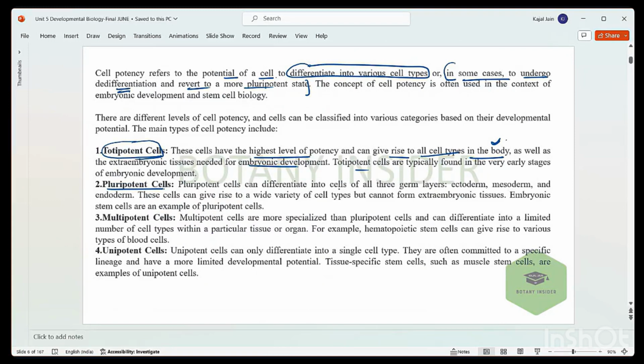Pluripotent cells, they can differentiate into the cells of all the three germ layers. We'll be learning about the germ layers in very superficial means in this particular unit. And in unit number 7, Khushi ma'am will take up the entire detailed part of what ectoderm, mesoderm, endoderm, all these things are, right? So pluripotent cells, the one that can differentiate into all the cell types, but it cannot form the extra embryonic tissues.